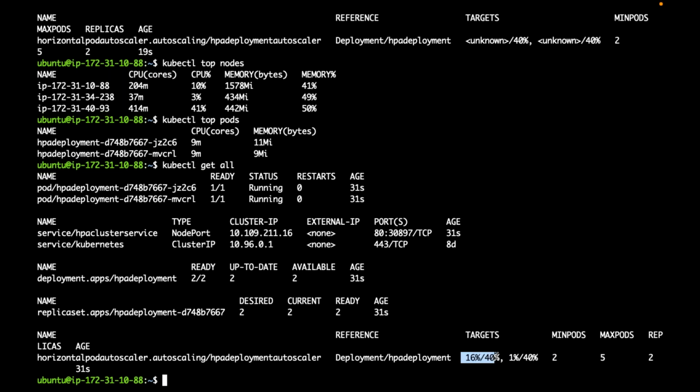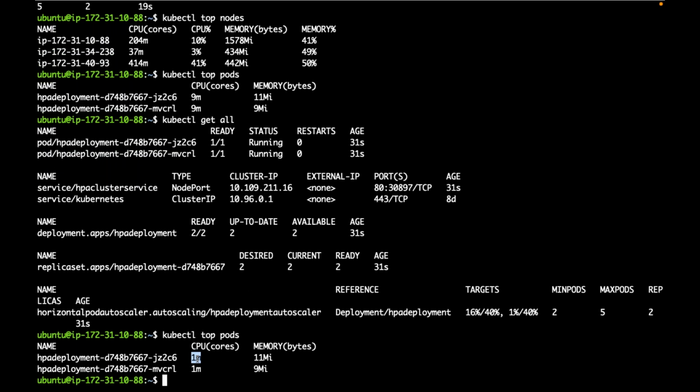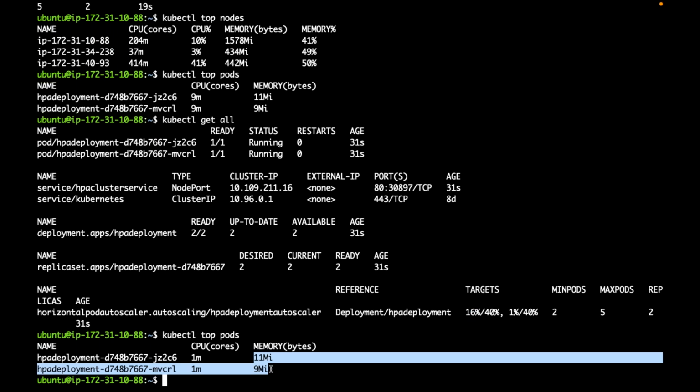What is this one? There are 2: one is CPU, one is memory. So currently, what is the CPU utilization of these pods which belong to this deployment? 1. So can I see that average here? What is this below 40? That is our threshold value. So as of now, what is the average utilization? 1. So what is this? 16%. That is based on your memory.